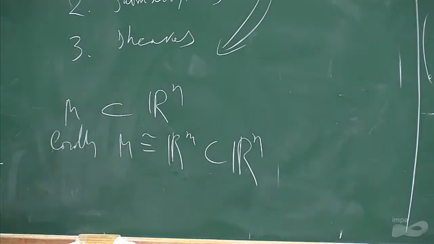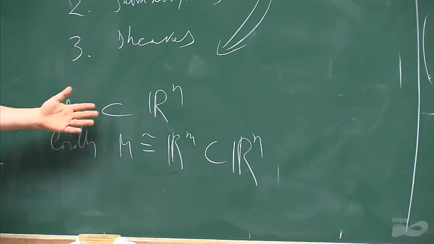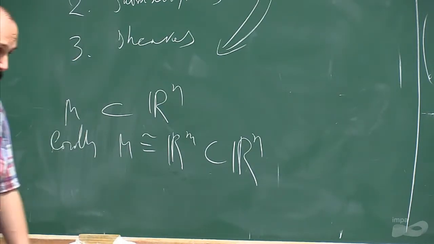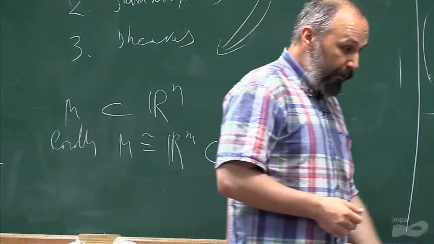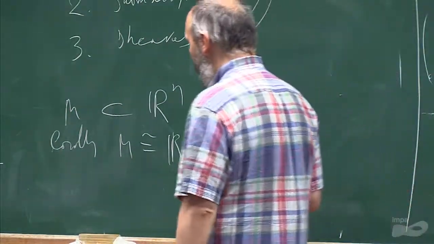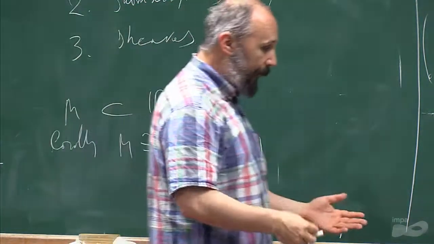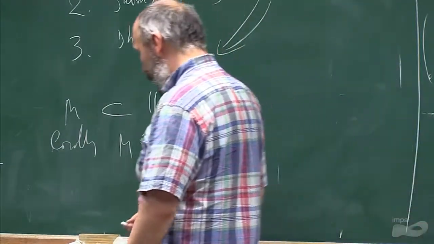So it doesn't depend on embedding, and it gives you really smooth. Locally, this thing is isomorphic to an open ball, and you can restrict smooth functions from the outside, or you can just consider them on an open ball. It doesn't matter.